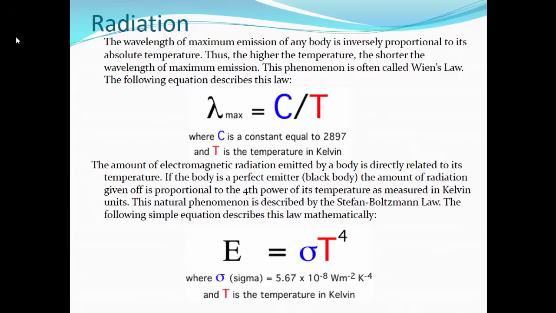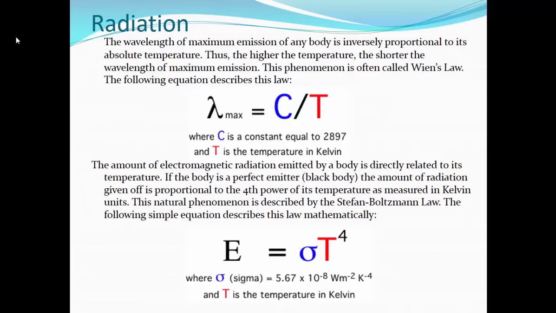The wavelength of maximum emission is equal to a constant divided by the temperature. So as the temperature goes up, the wavelength of maximum emission goes down. It's a shorter wavelength. As the temperature goes down, cooler temperatures, the wavelength of maximum emission will then go up. Longer wavelengths carry lower temperatures.